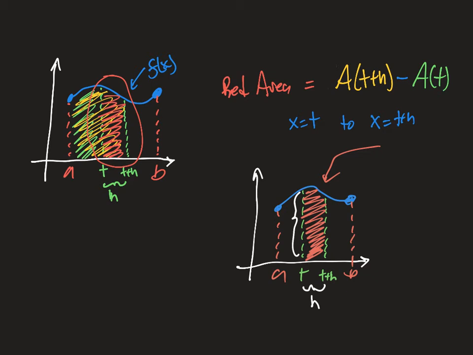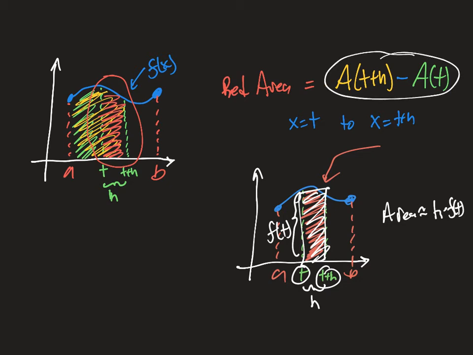But in this case, because I have t on the left and t plus h on the right, I actually think choosing the left-hand endpoint makes more sense. So my height for this thing, I'm going to call f of t. That's easier than f of t plus h. So the approximate area, if I just made the rectangle here, this white rectangle, would be h, the width, times f of t. That's the approximate area.